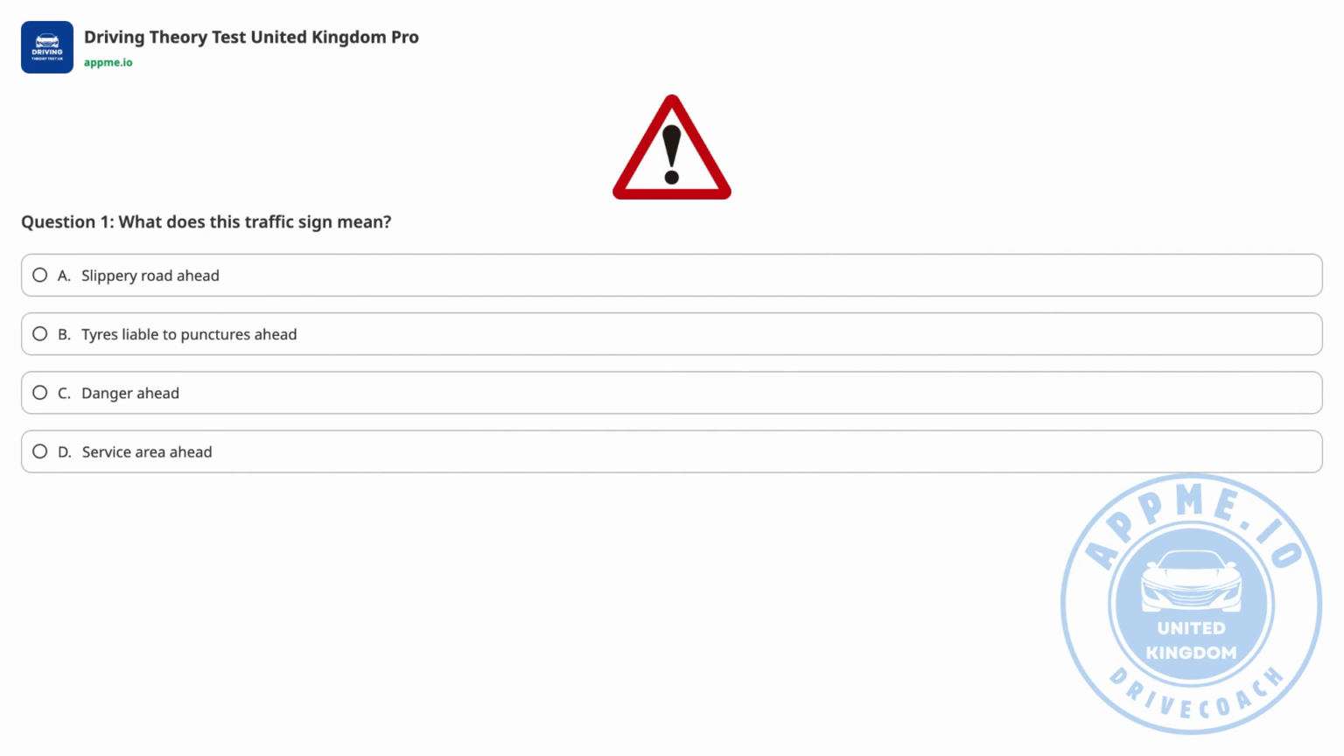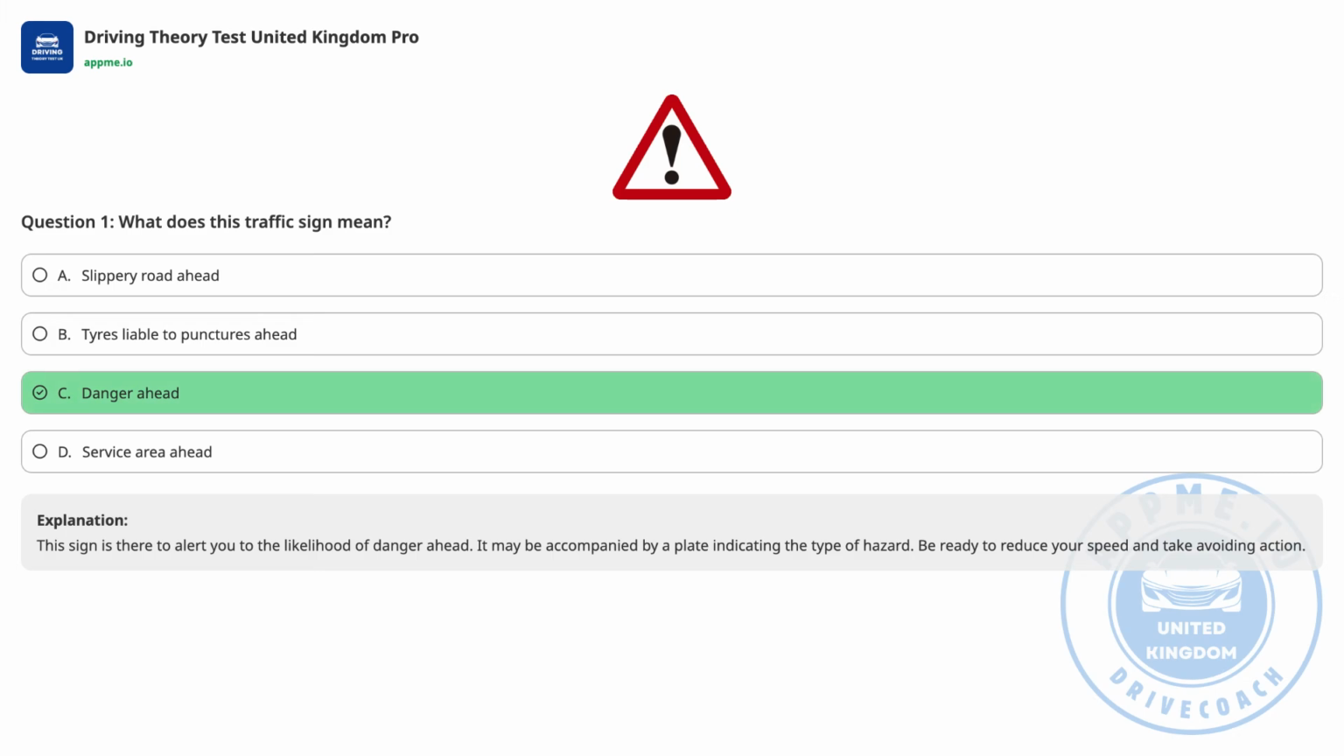Question 1. What does this traffic sign mean? A. Slippery road ahead. B. Tires liable to punctures ahead. C. Danger ahead. D. Service area ahead. The correct answer is C.